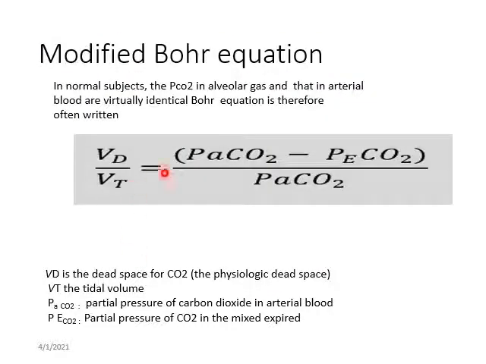Okay, so the modified equation will be, instead of using the alveolar PCO2, we replace it by the partial pressure of CO2 in the arterial blood, minus the partial pressure of CO2 in the expired air, divided by the partial pressure of CO2 in the arterial blood. You can rearrange the equation so that the volume of the dead space will be equal to the tidal volume multiplied by 1 minus PECO2, the partial pressure of CO2 in the expired air, divided by the partial pressure of CO2 in the arterial blood, similar to what I just mentioned.